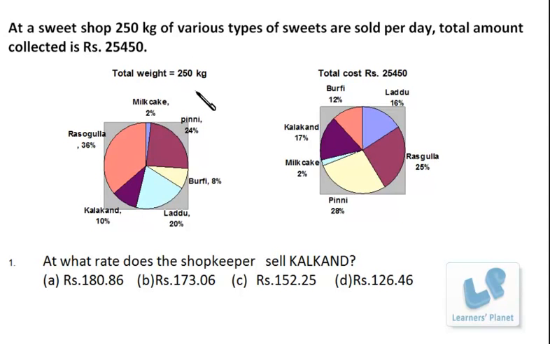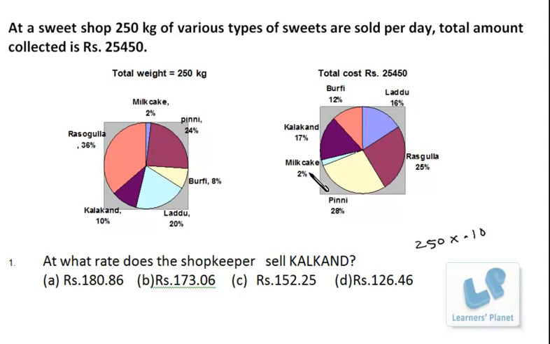Out of this 250, Kalakand is contributing 10%, right? So 250, 10%. What is 10% of 250? I just write it over here as it is: 250 into 0.10. That is 10% of 250. That is the quantity, right? If the total cost is divided by the quantity, we will get the rate per kilo.